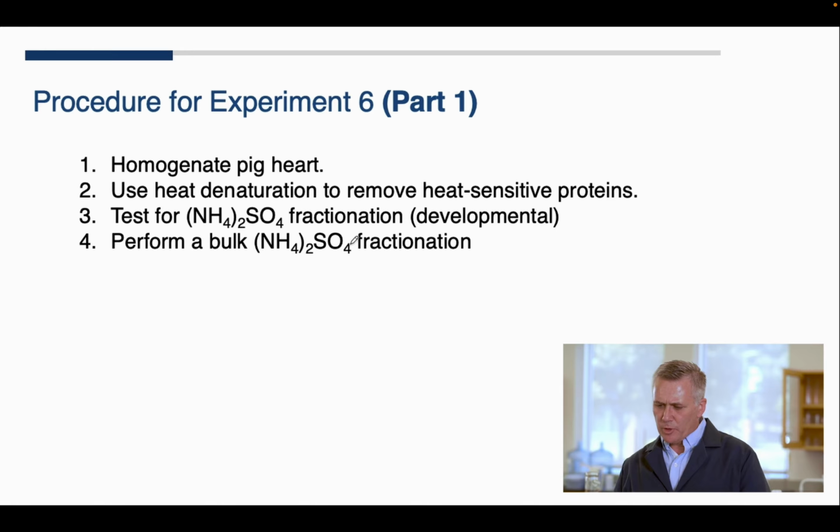All right, so here's the procedure for the experiment. We're going to homogenize the pig heart, and that basically means using a blender, sticking in some pig heart tissue with some buffer to help stabilize it and to blend it up. Then we're going to pull out that blended solution. We're going to heat stabilize. We're going to heat denature sensitive proteins, but we're going to stabilize GOT.